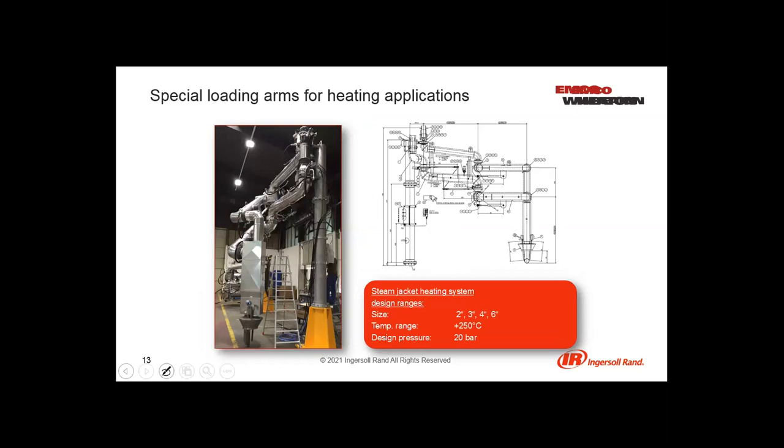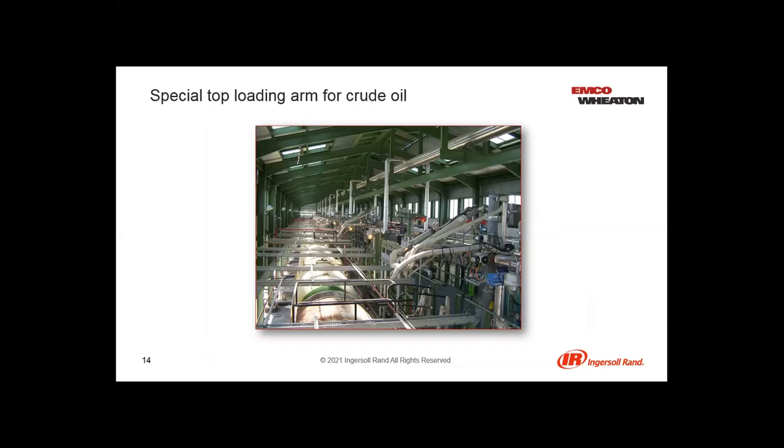Here we have a perfect example of a loading arm which integrates the two functionalities I just mentioned previously. It's a double arm to load liquid sulfur at around 150 degrees with vapor recovery line and with steam jacket to keep the product at the right temperature. In addition, for this arm, the movements are operated by hydraulic cylinders in three axes. This picture is an example of top loading for crude oil, for wagons with vapor recovery hose on cone.